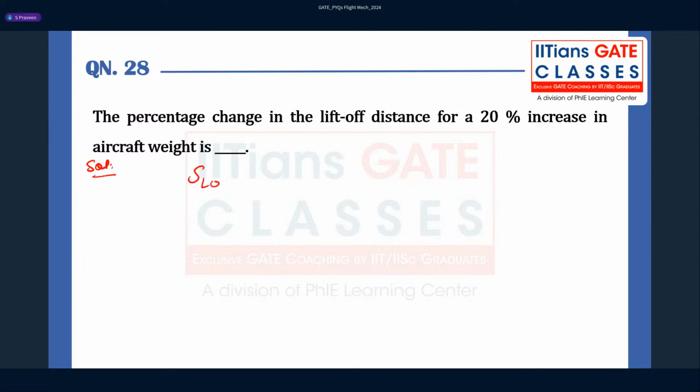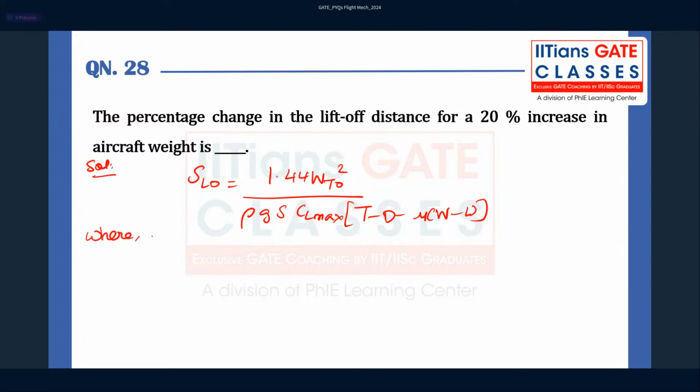If we recall our previous sessions, we know that the lift-off distance expression is given by 1.44 times W takeoff weight square by rho g S CL times T minus mu times W minus L. You can just write that down. WTO is the takeoff weight, T is thrust, D is drag, W is weight, and this rho is the density. S is the planform area of the wing.